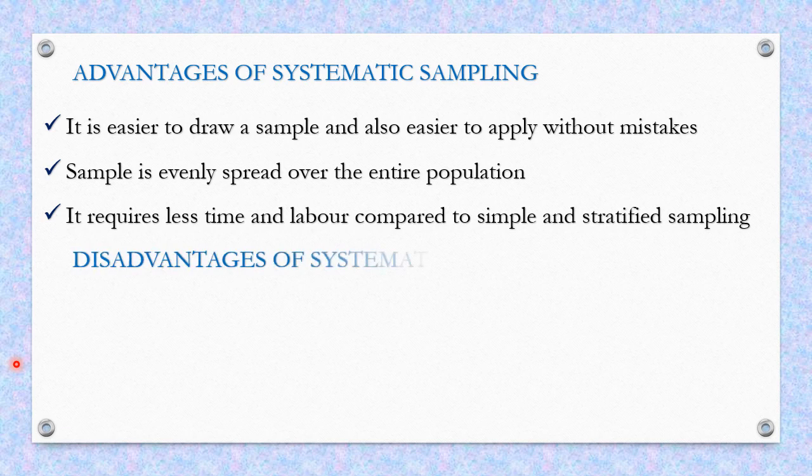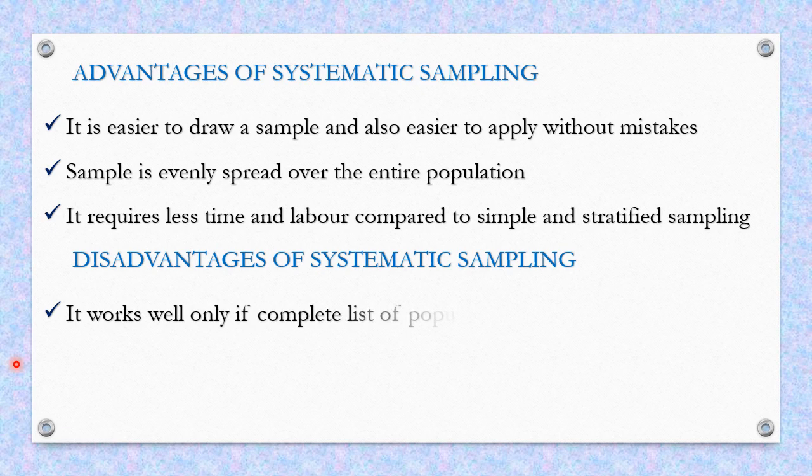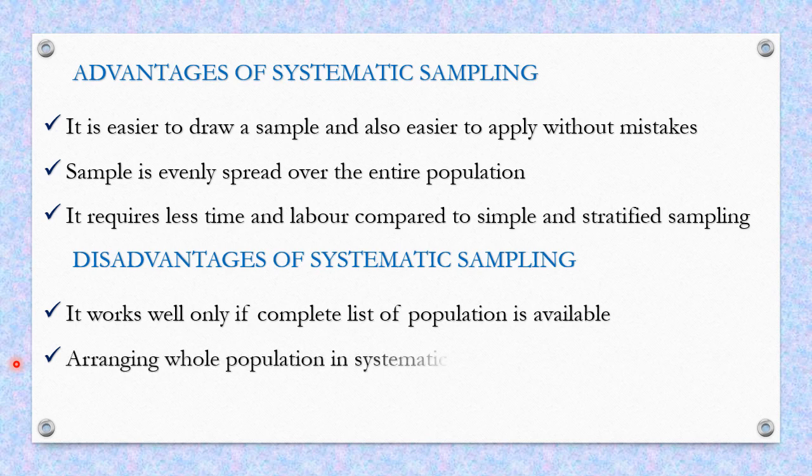The disadvantages: it works well only if a complete list of the population is available. I think this point is common to simple random, stratified random and systematic sampling, that is, we need the whole population. Arranging the whole population in systematic order is time consuming. Not just time consuming, it's tedious. There may be errors. We may not even have enough manpower to do that, and we may lose our purpose of sampling.